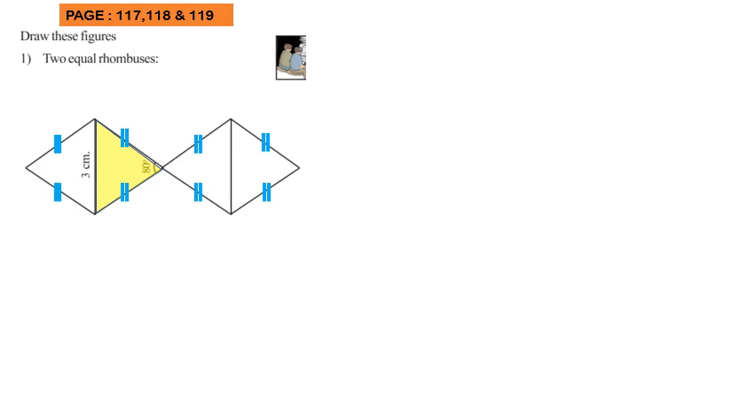Then 180 minus 80 is 100. So half of 100 is 50 degrees. So we can say each angle is 50 degrees. And you know all triangles are the same. So we can say angles opposite to equal sides are equal, that is 50 degrees. And we know for a rhombus opposite angles are equal. So the angle opposite to 80 degrees is 80 degrees. And the given diagonal of the second figure is also 3 centimeters.